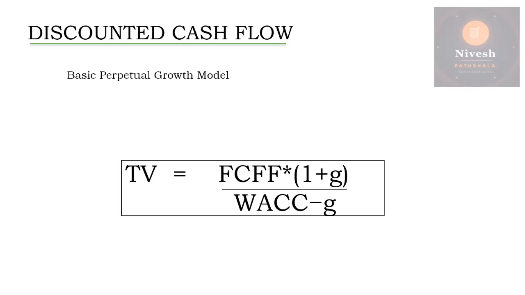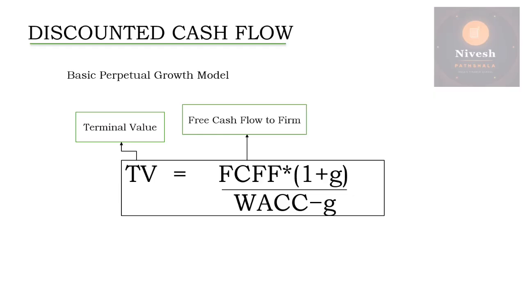We will break it down. First is TV. TV means terminal value. So what is terminal value? Suppose we are forecasting a business for 5 years. After 5 years, the value which is left is called terminal value. It's easy. After the forecast period of a company, the value which is left is called terminal value. Next, we move on to FCFF. What is FCFF? FCFF is free cash flow to the firm. The cash flow which is left to the firm after deducting every expense is called free cash flow.